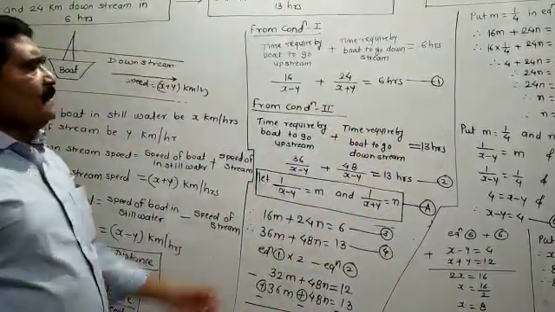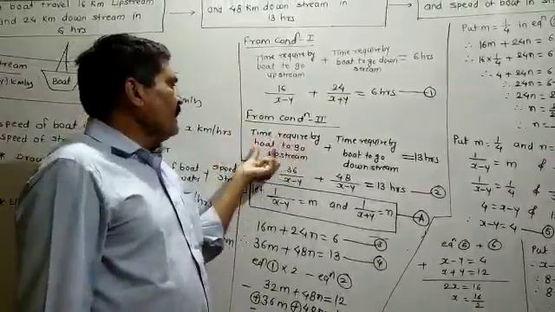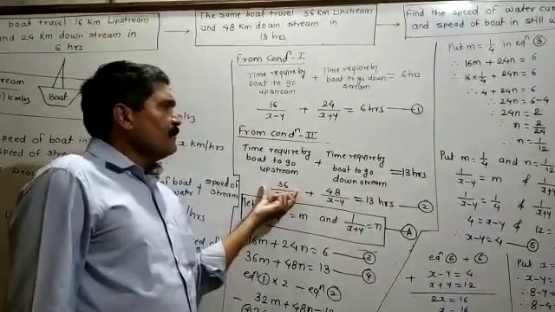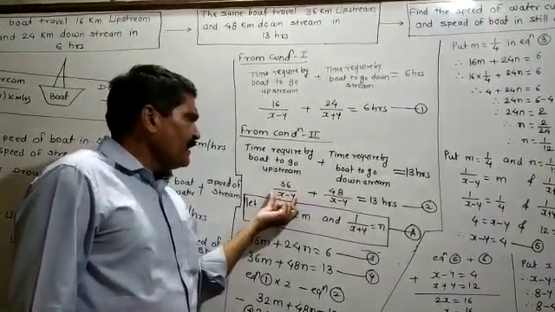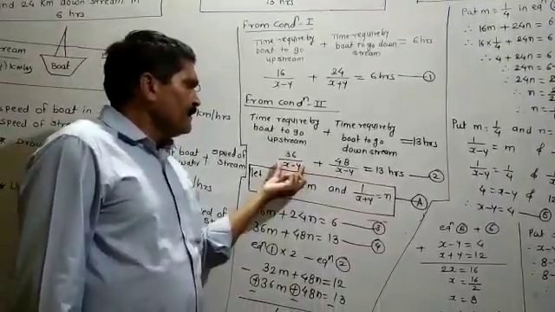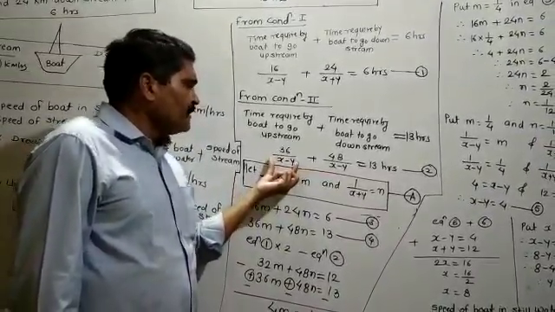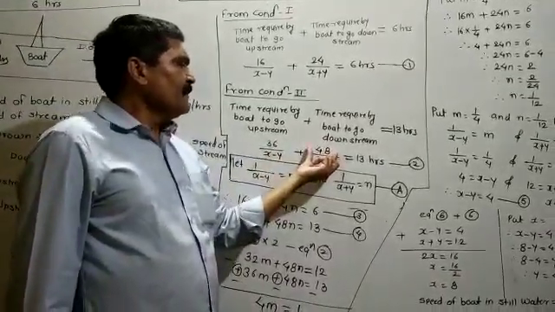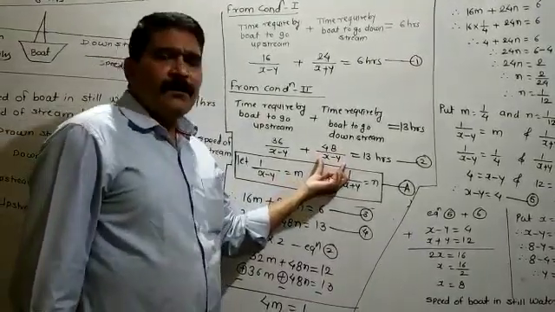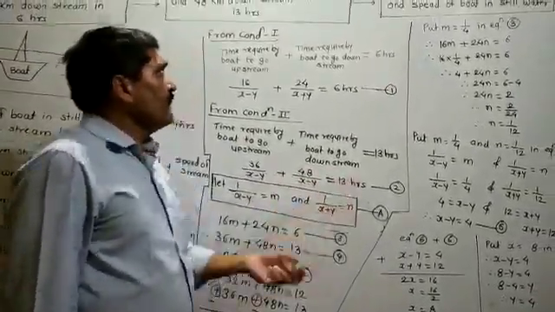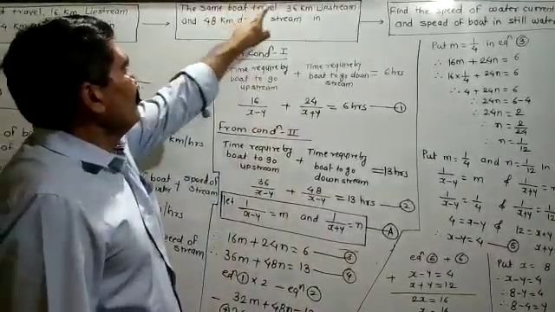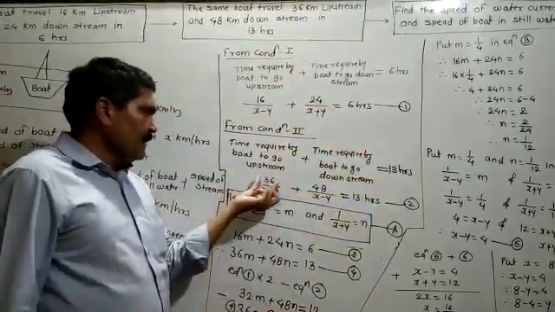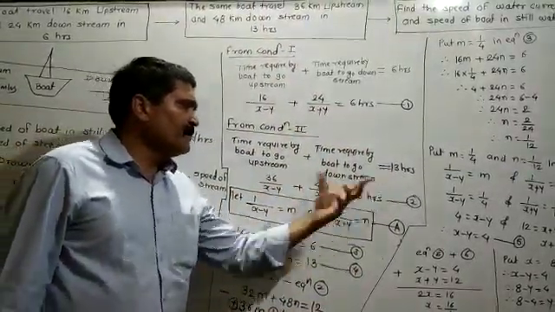In the same manner, the second condition is the time required by the boat to go upstream. This boat will travel upstream 16 kilometers for the second condition, and thus divided by the upstream speed of the boat, which is x minus y kilometers per hour. Then this is the distance traveled downstream, and this is the speed of the boat downstream, equal to 13 hours. This is the condition: the boat will go 36 km upstream, 48 km downstream, and the time required is 13 hours. That's why 36 upon x minus y plus 48 upon x plus y is equal to 13.